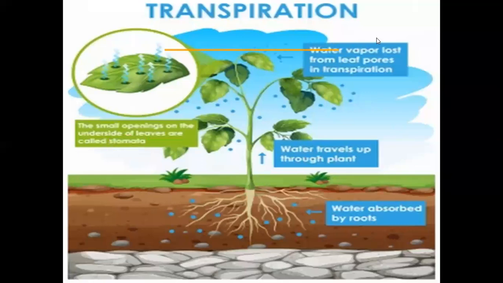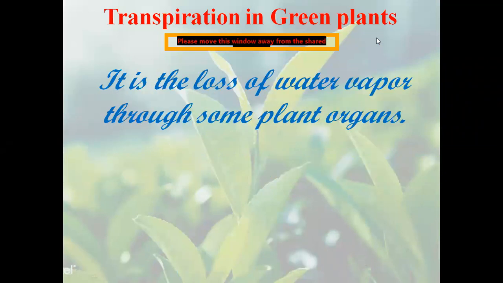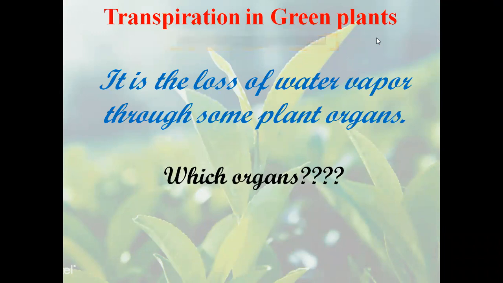So transpiration, what is the definition? Definition of transpiration: it's the loss of water vapor through some plant organs. So the plant loses water vapor through some plant organs. What are these organs? Let's check.